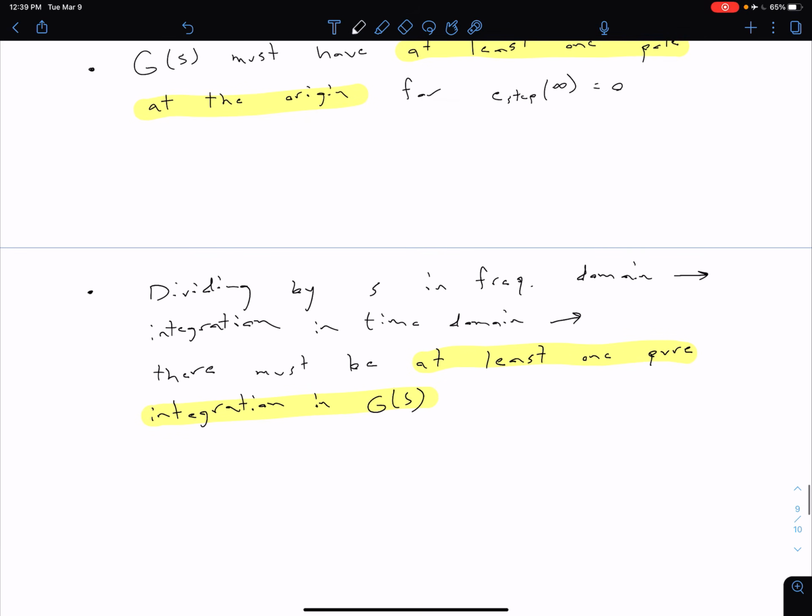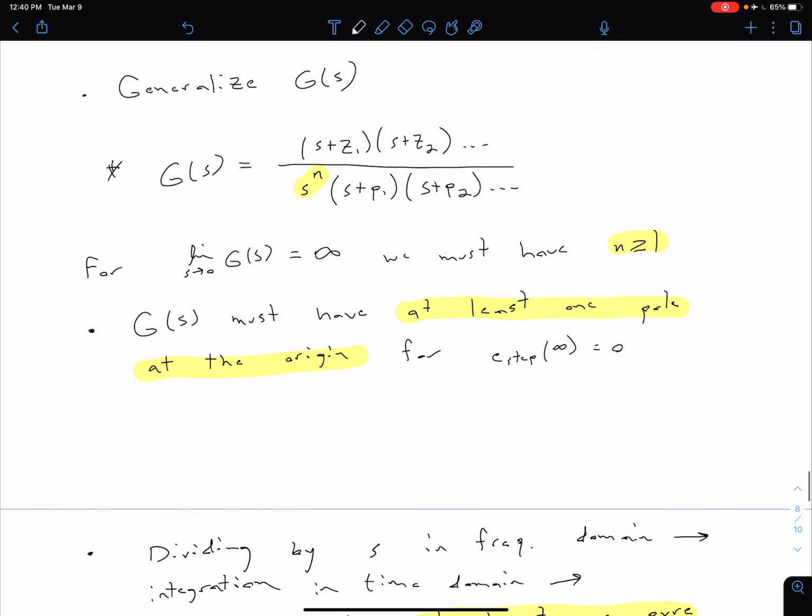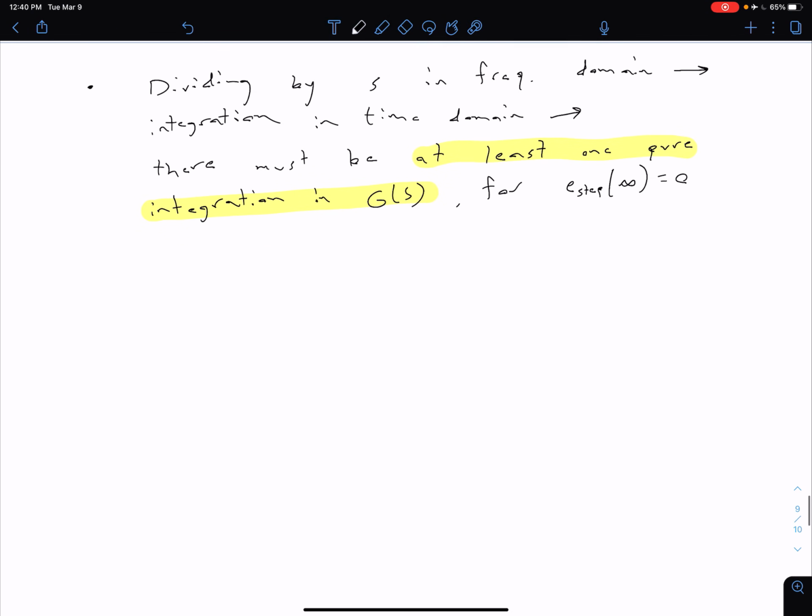Let me finish this out and say this is for that steady state error for our step response, so for e step of infinity to equal 0. Okay, so we know that n should be greater than or equal to 1, so let's consider what happens if it's equal to 0.